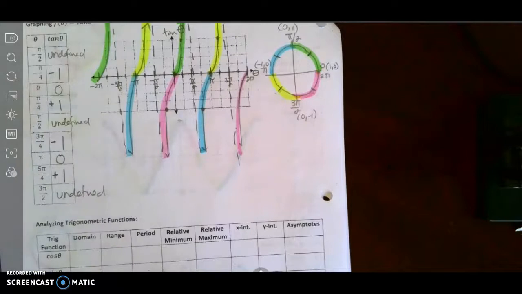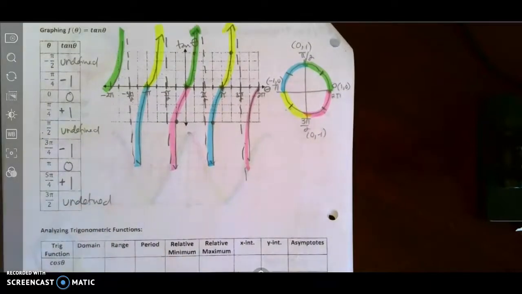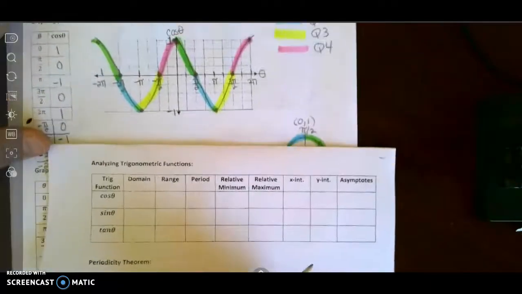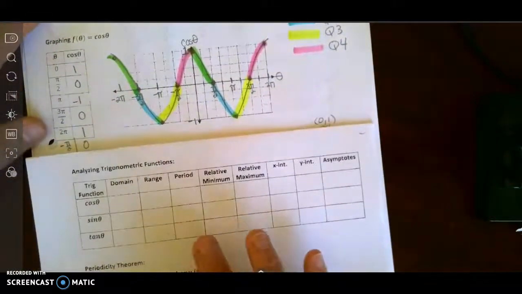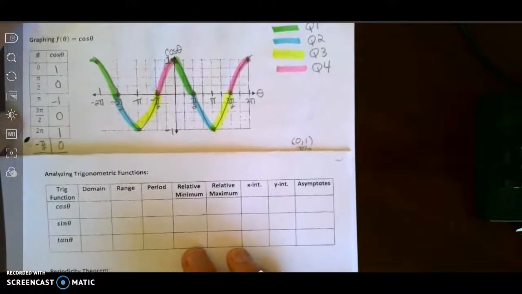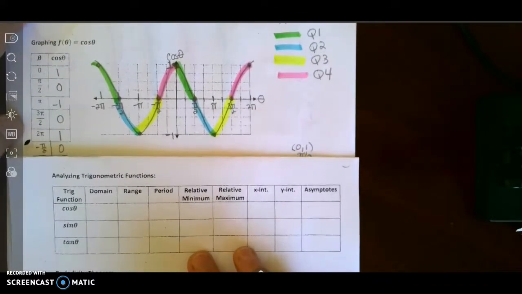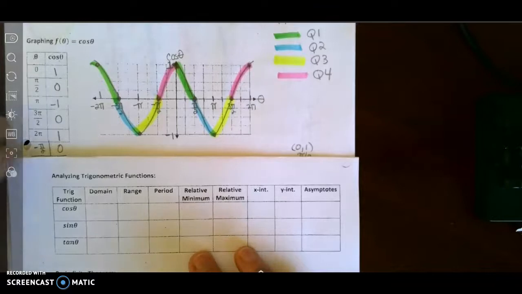So let's talk a little bit about all of our trig functions. Let's talk about cosine. When we're talking about cosine, it would be easiest if we could be looking at the cosine graph. So what I've done is I've gotten this table, and I'm going to have us looking right here at the cosine graph while we answer these questions.